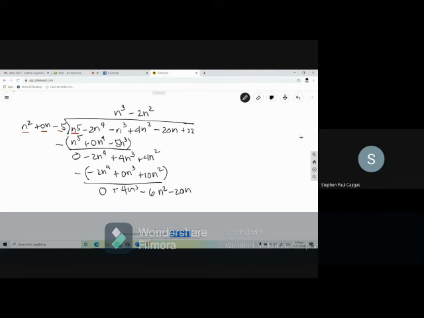And then divide. What? 4n cubed divided by n squared. So that is plus 4n. Then multiply. 4n times n squared is 4n cubed. 4n times 0n, so 0n squared. Then 4n times negative 5, so minus 20n. So what we got here is 0, and here it becomes minus 6n squared, and then minus 20n minus negative 20n, so that is 0.